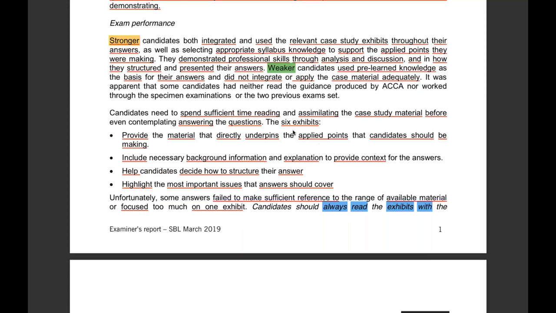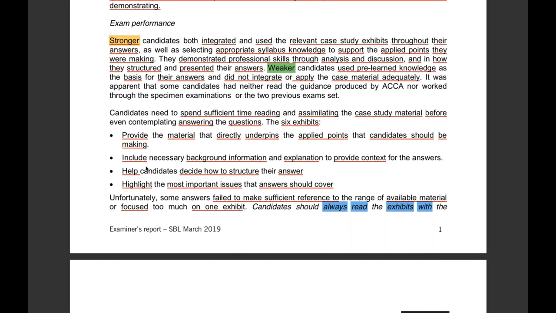Okay, look back here. Remember, spend sufficient time reading and assimilating the case study material before you even contemplate answering the question. Make sure you understand it well first. Make sure you don't misinterpret. Read several times, and read slowly so that you'll be able to actually digest and understand what that particular information is all about. The 6 exhibits that you have will provide the material that directly underpins the applied points that the candidate should be making.